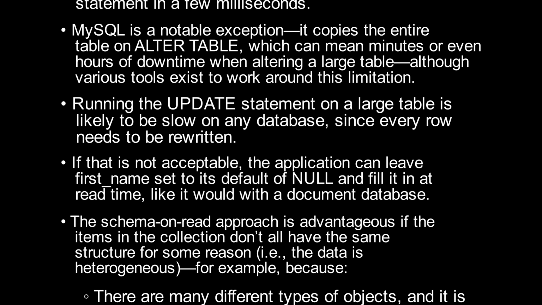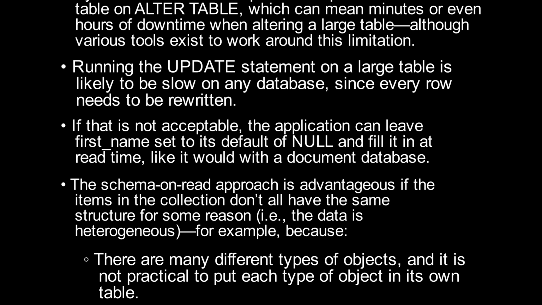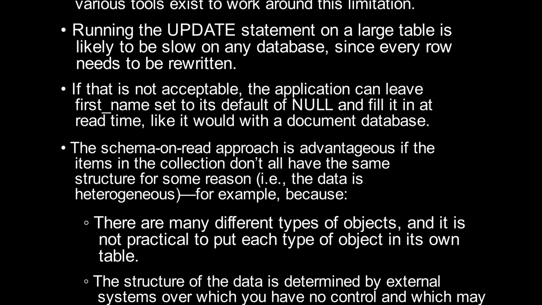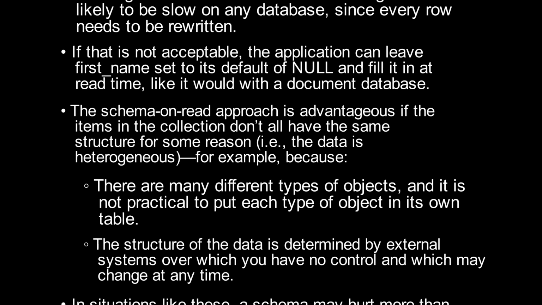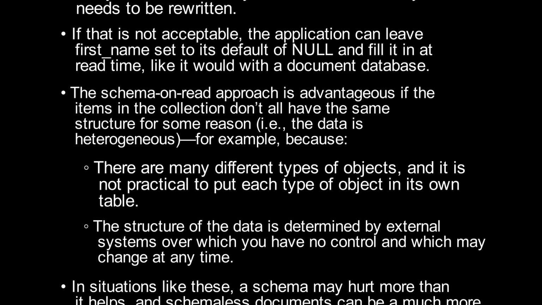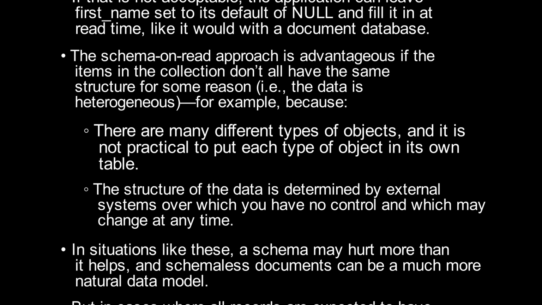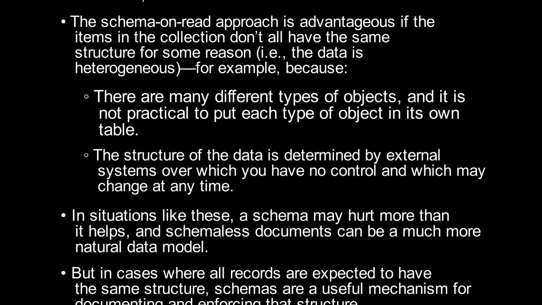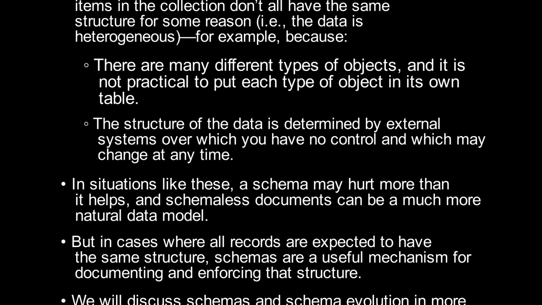The schema-on-read approach is advantageous if the items in the collection don't all have the same structure for some reason, i.e. the data is heterogeneous, for example, because there are many different types of objects, and it is not practical to put each type of object in its own table. Or the structure of the data is determined by external systems over which you have no control, and which may change at any time. In situations like these, a schema may hurt more than it helps, and schemaless documents can be a much more natural data model.